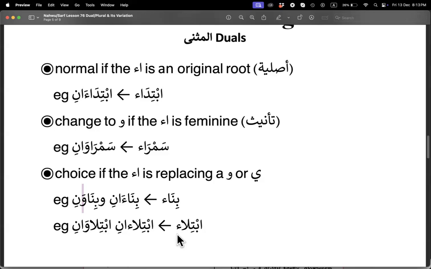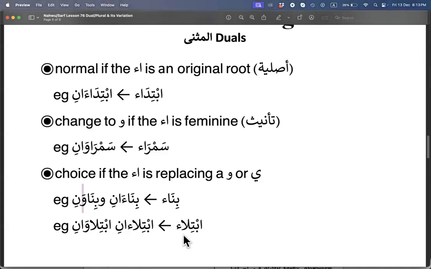Okay. So here again, to make it dual, you have a choice because this hamza is supposed to be ibtila would with. But you cannot put a waw or ya after an alif zaidah. So you have a choice: either ibtilaani or ibtilawani. Clear?